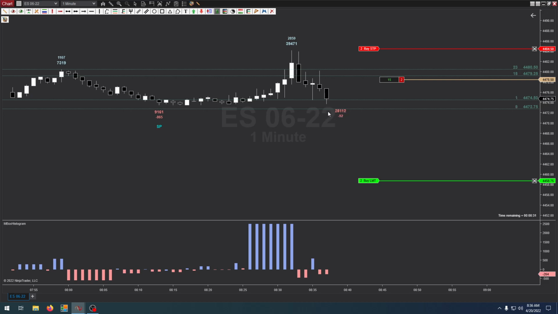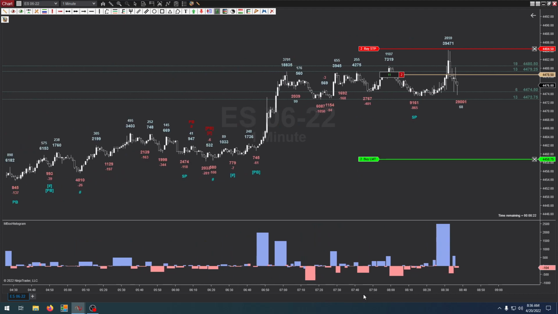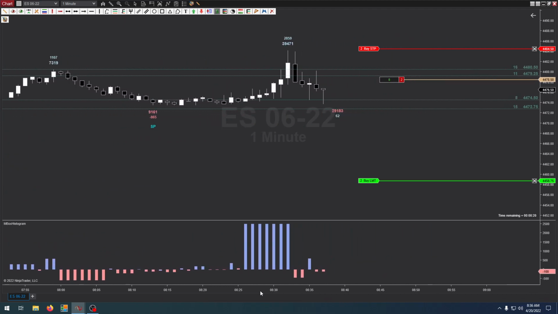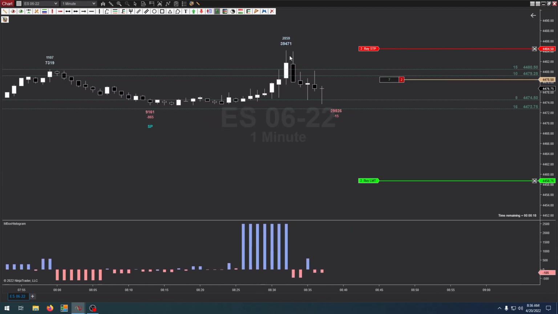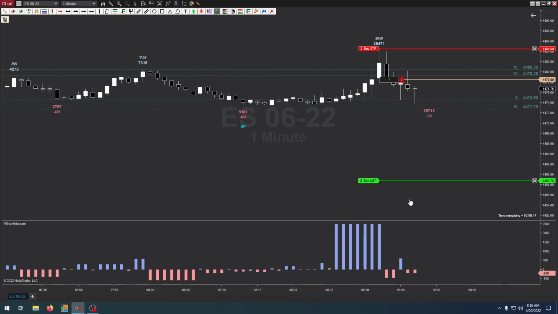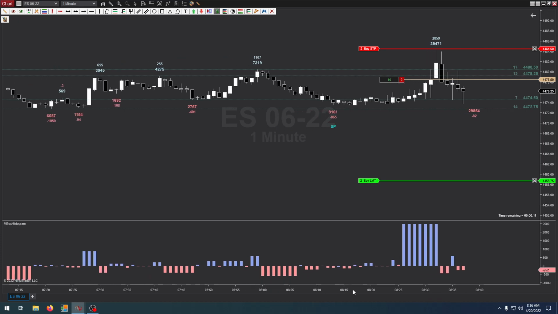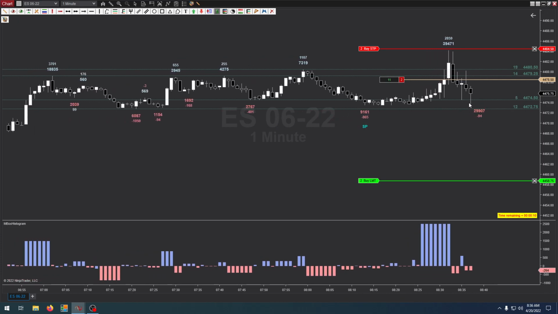We need to close below this level right here. But looking at supply and demand here, we had a lot of demand leading into the open and right after the open, and the buyers couldn't hold it here. So it tested this level here. There's not much supply coming in at all.